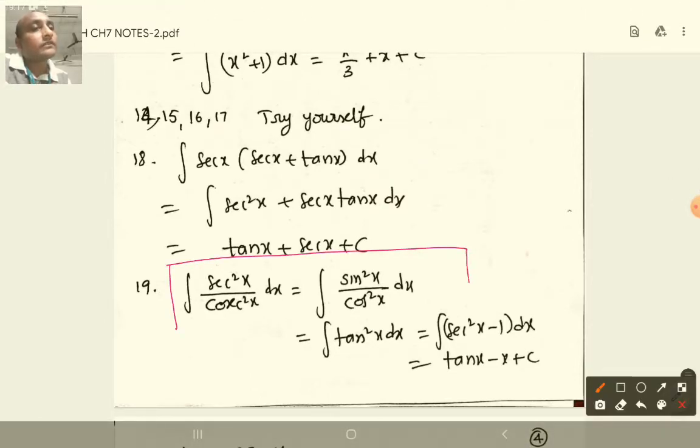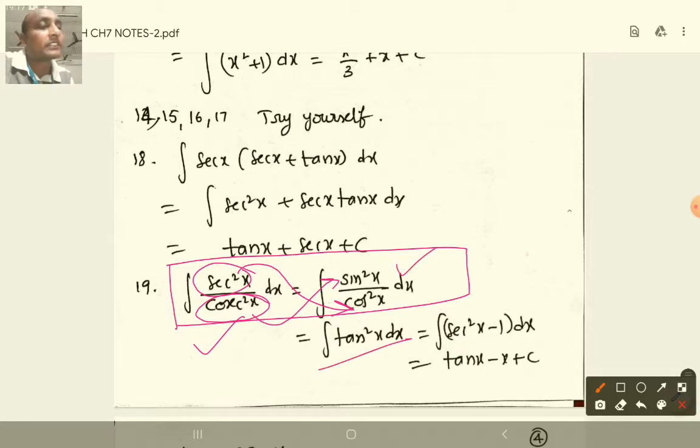Next, see this question. Integration of secant square x by cosecant square x into dx. Secant square is the reciprocal of cos square, that's why it went to the denominator. Cosecant square is the reciprocal of sin square, that's why the denominator becomes the numerator. Sin square x by cos square x is nothing but tan square x. Tan square x can be written as secant square x minus 1, because tan square x we cannot directly integrate. So first convert into secant square x minus 1. Then you can integrate secant square x as tan x. One integration is x. That's all done.